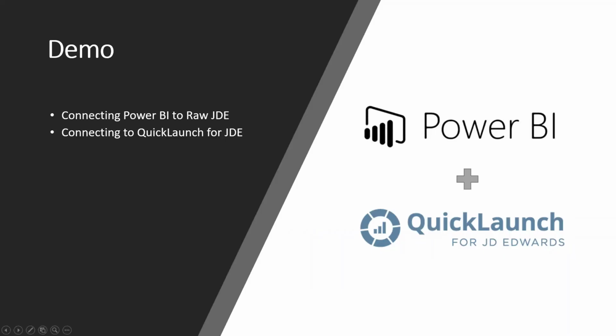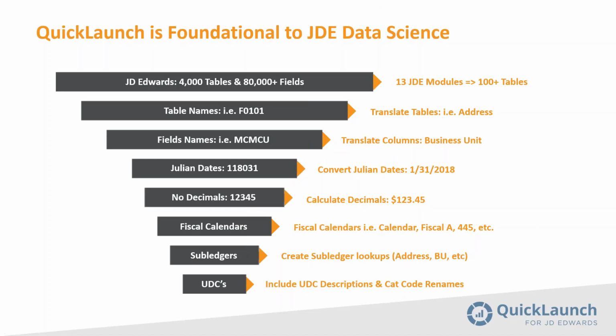All right, so let's come back over here to PowerPoint and wrap things up. So our QuickLaunch solution, as you saw, is really the foundation for JDE data science and analytics and reporting. Our solution translates the cryptic backend of JD Edwards. So we're renaming tables like the F0101 to be address, and data fields like MCU to be business unit. We're converting Julian dates and doing the decimal precision, and also renaming your UDCs and CAT codes with business-friendly names.